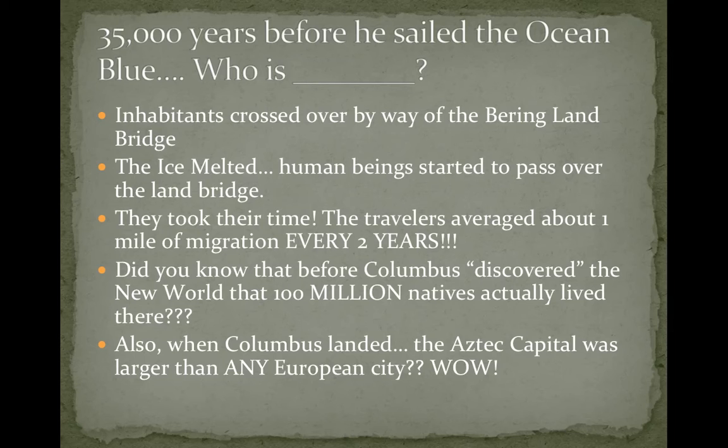So you know they crossed over by way of the Bering Land Bridge. We already talked about that. The ice melted and humans started to pass over this land bridge that has appeared. They took their time. The one thing you're writing down right now, or you should have already written down, I should say, is that the travelers averaged only 1 mile of migration every 2 years. That is slow. I live 10 miles away from Caprock. It would take me 20 years to get home every day after school.